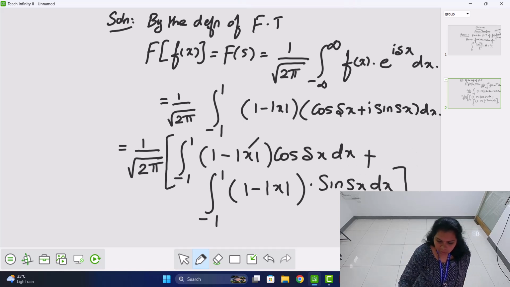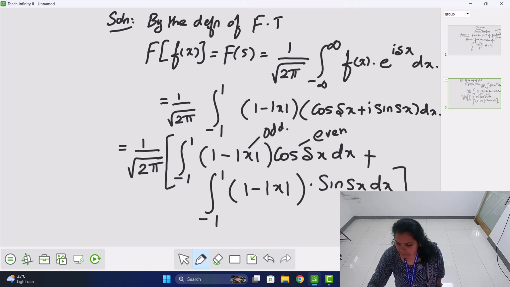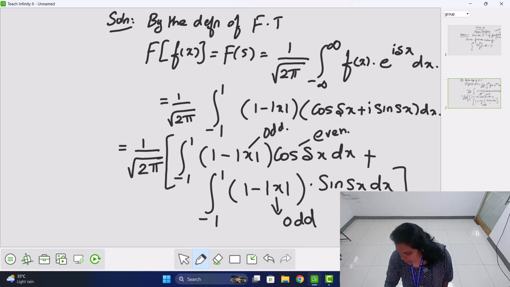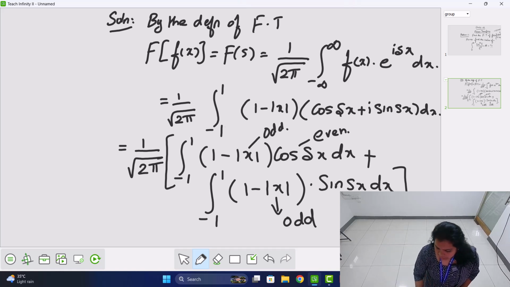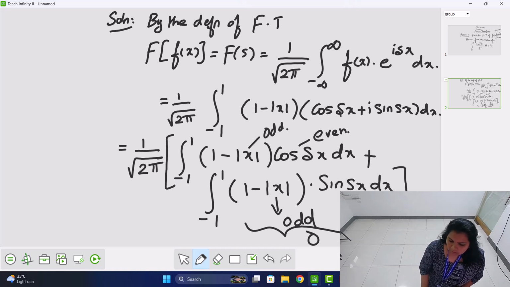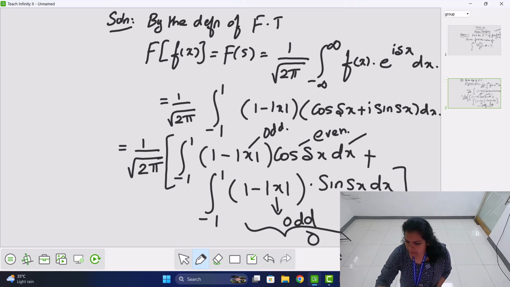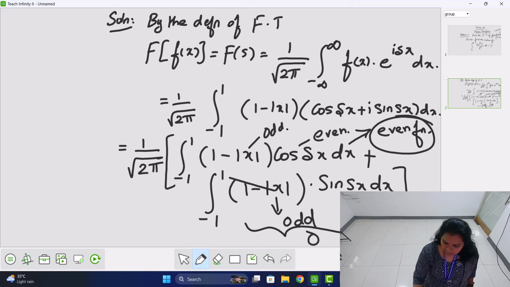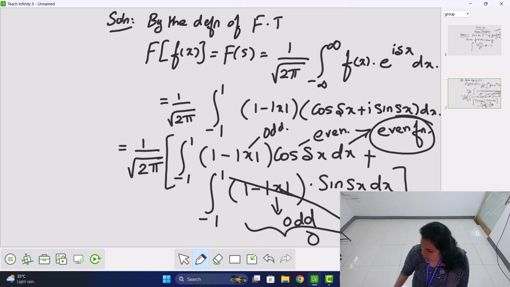As you know, mod x is an even function, and cos is an even function, so the product is even. Similarly here, sin is an odd function, so this product is odd. So we are working with respect to the functions only. When you do with respect to the function, this term will become 0, and this term will remain because it is an even function. So we have to concentrate on this value only. This will vanish.